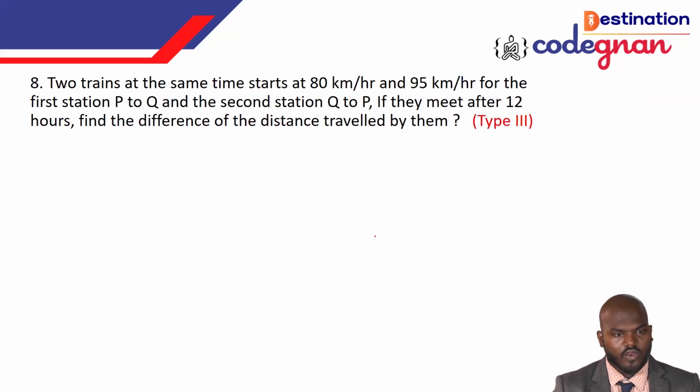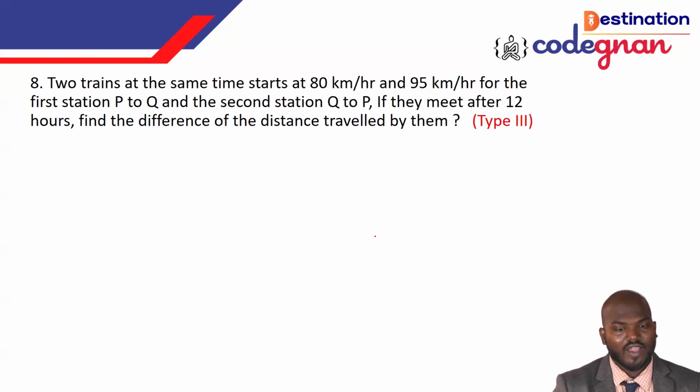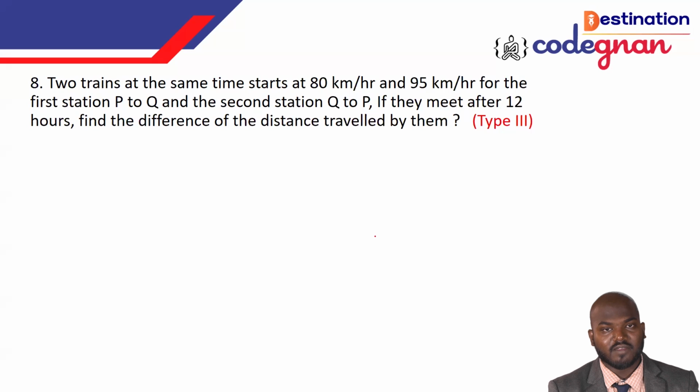Okay, guys. Going to this one, two trains at the same time started at 80 km per hour and 90 km per hour, the first from P to Q, and the second from Q to P. If they meet after 12 hours, find the difference of the distance travelled by them. They are asking for the gap of the difference.